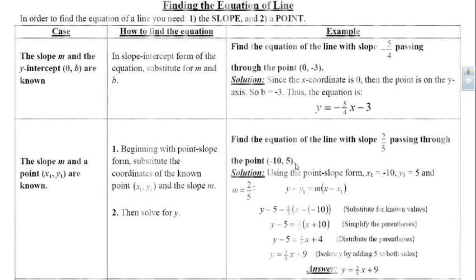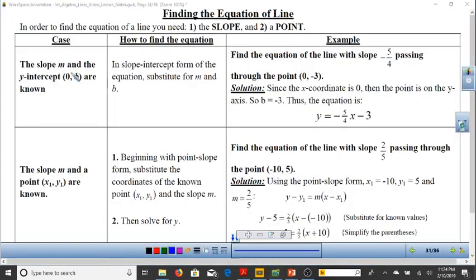Now, let's talk a little bit about finding the equation of the line. There are a number of approaches here. The first case is if they tell you the slope and the y-intercept. The y-intercept is indicated very easily. If the x-coordinate of the point is 0, that point is on the y-axis, and that's a y-intercept. If you know the slope and the y-intercept, just put the equation in slope-intercept form. So find the equation of a line whose slope is -5/4 and passes through the point 0, -3. That's a y-intercept because the x-coordinate is 0. So the equation is y = mx + b, y = -5/4 x - 3. And there you have it.